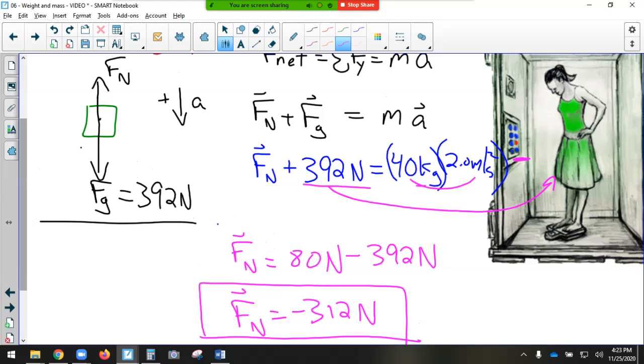My normal force, 312, is less than my weight. So she's going to feel lighter as the elevator accelerates downwards.